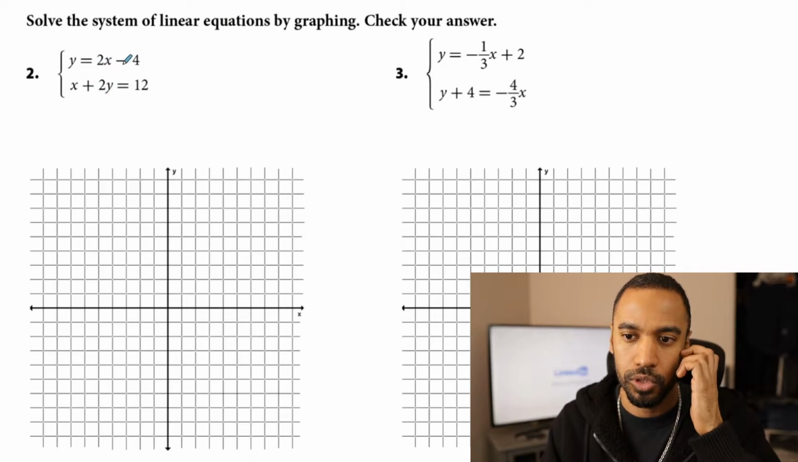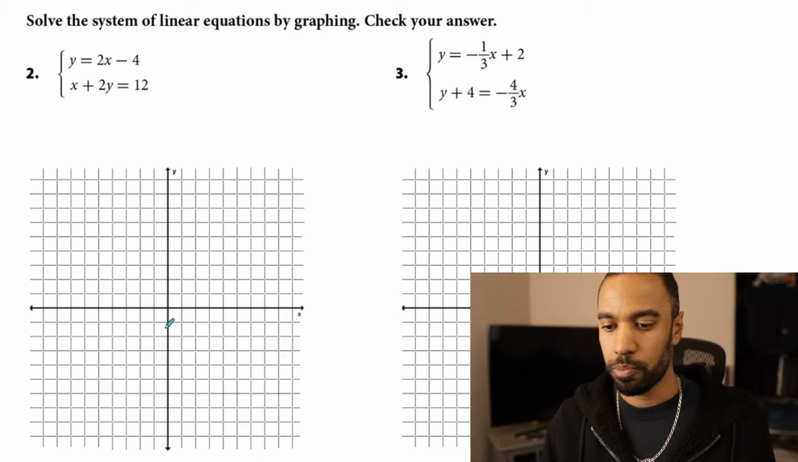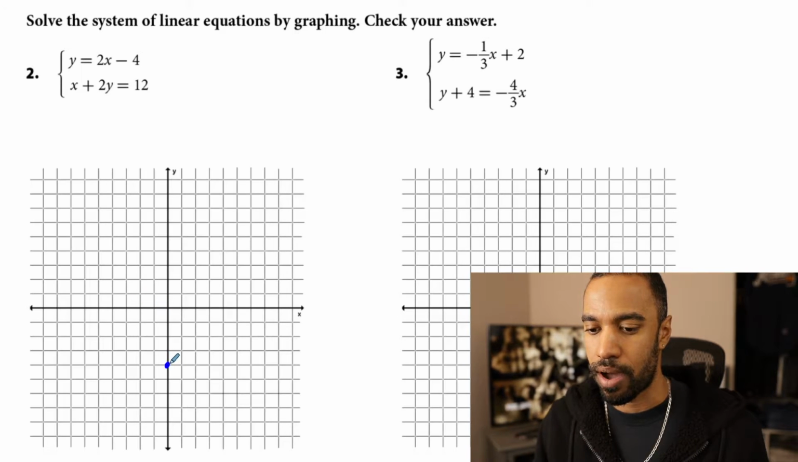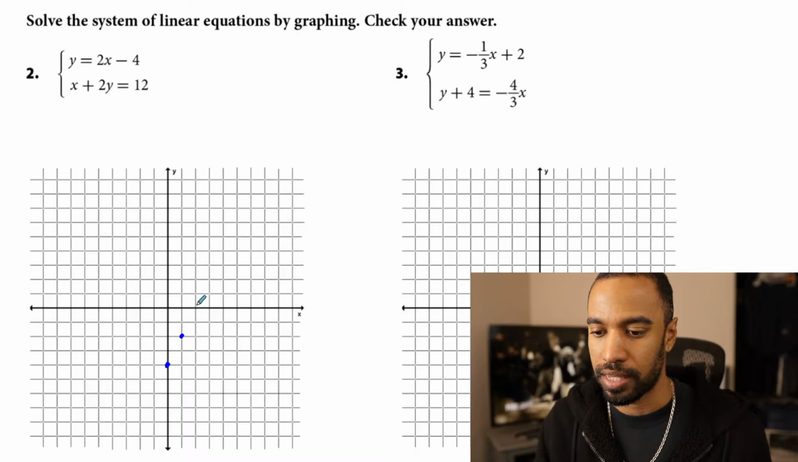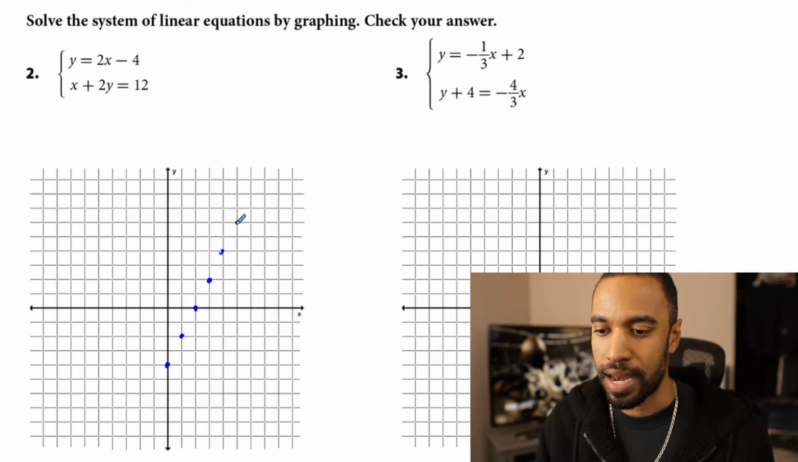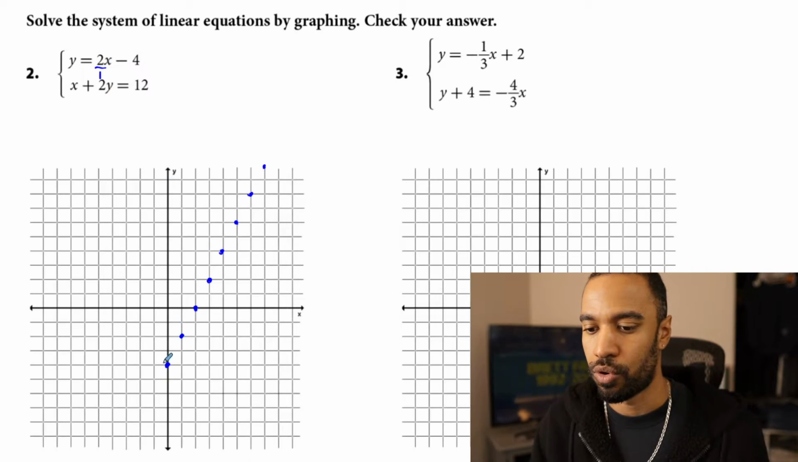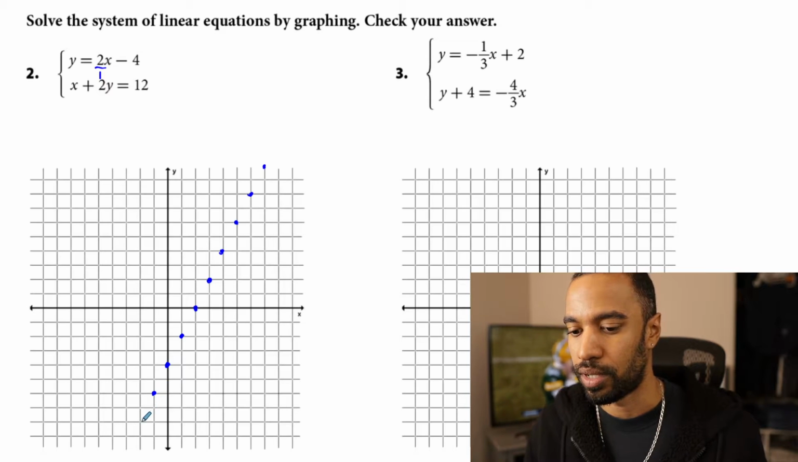Number 2, y equals 2x minus 4. At this point, I'm making the assumption that you know how to graph using slope-intercept form right here. I start at a y-intercept of -4, and what I'm doing right now is plotting a bunch of points where I rise 2 and I run 1. That is up 2 over 1. That's what that point is doing here.